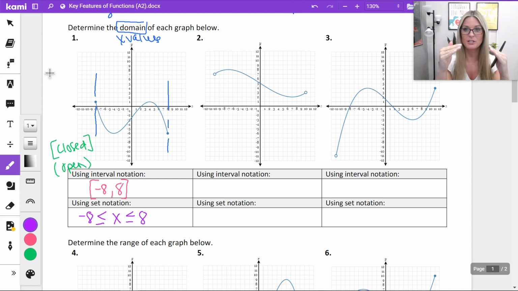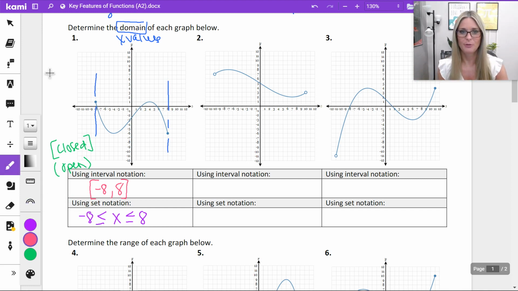Okay, so interval notation, shorthand, brackets, or you'll see the parentheses here in a minute. Set notation using inequalities. One or the other. You don't use both. You can use them interchangeably, but pick one that you like, okay? Let's look at a couple more examples to just solidify what we're doing here.